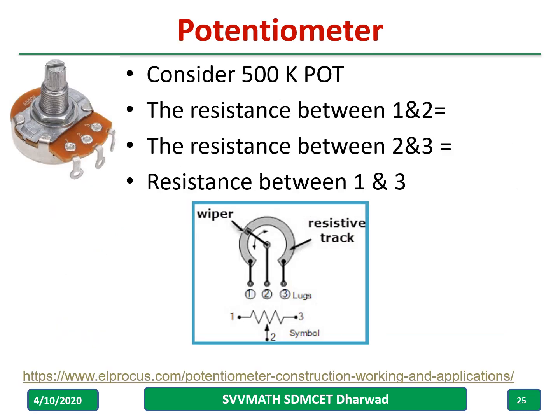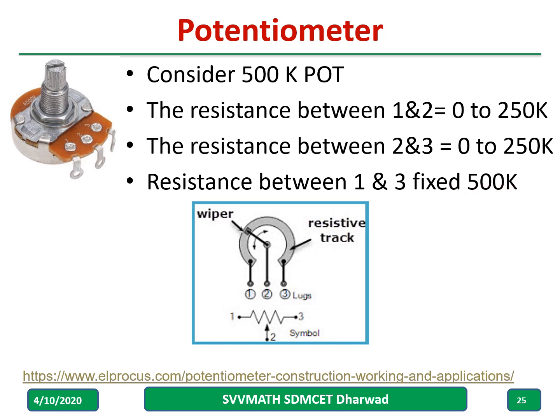Potentiometer. Consider a 500 kilo-ohm potentiometer. Consider the resistance between 1 and 2. This is 1, this is 2, and this is 3. What is the resistance between 2 and 3, and the resistance between 1 and 3? Give the answer. 1 and 2 is 0 to 250 K. 2 to 3 is 0 to 250 K. 1 to 3 is 0 to 2... No, it is a fixed 500 K.